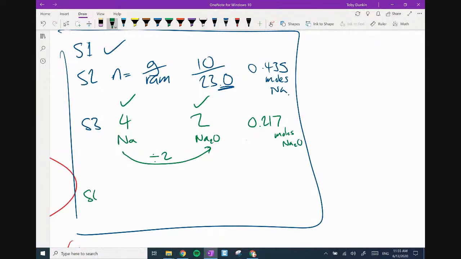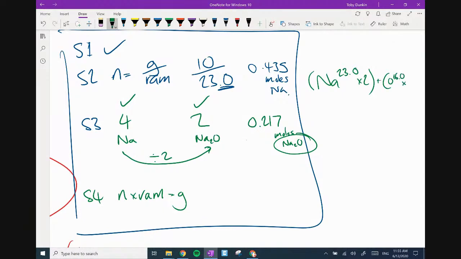Now, step number 4. Get out of moles. Number of moles times by Mr will give me grams. So all I need to do is work out the weight of sodium oxide. Sodium, of course, is 23.0, and there's 2 of them, plus oxygen at 16.0 times 1.